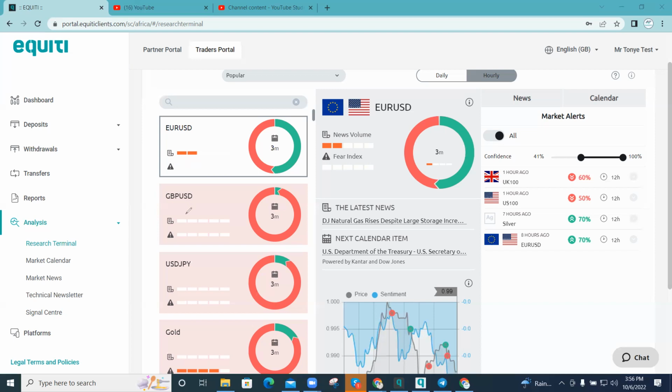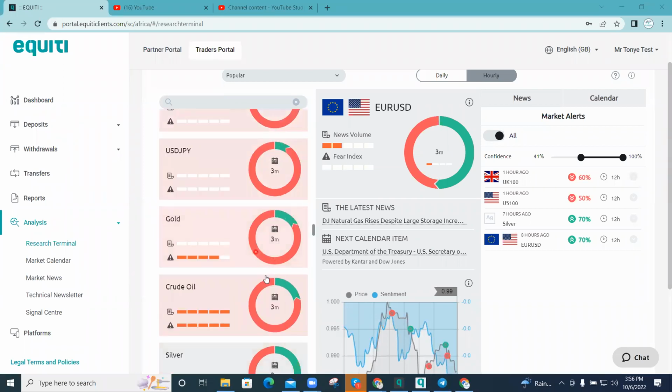Every one of these instruments has just these two: news volume, fear index, news volume, fear index, and so on. So whichever instrument you want to trade, you already know what the news volume is, and you also know what the fear index is, and you will be able, by that understanding, to apply them to your trading. So that explains it.